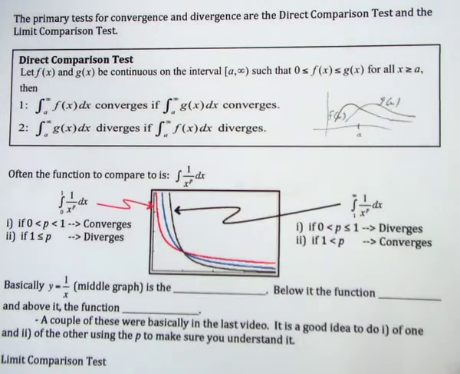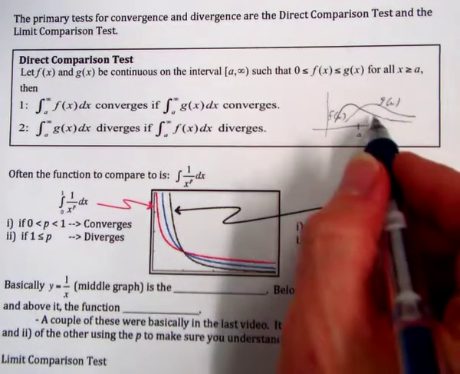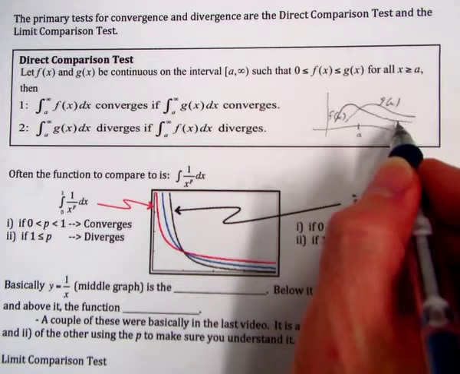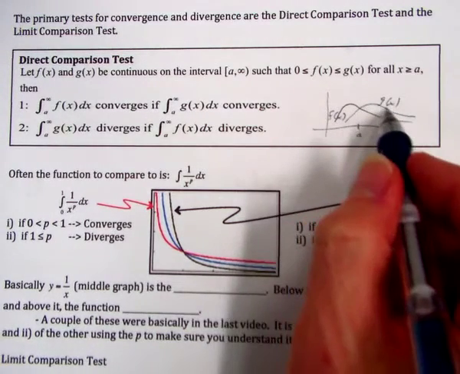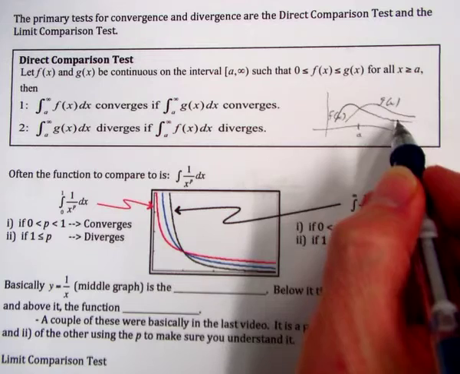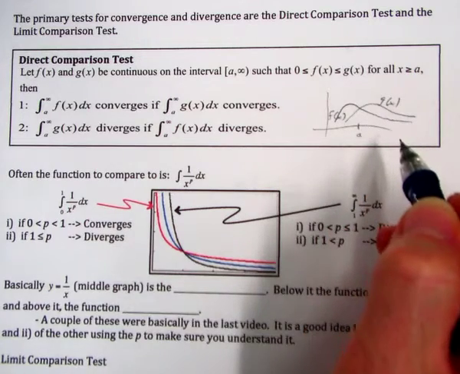And thinking about these integrals as area under the curve, if the area under the curve here is infinite, then the one above it will also be infinite. And similarly, if this area is finite and we have something smaller than it, then it will also be finite.